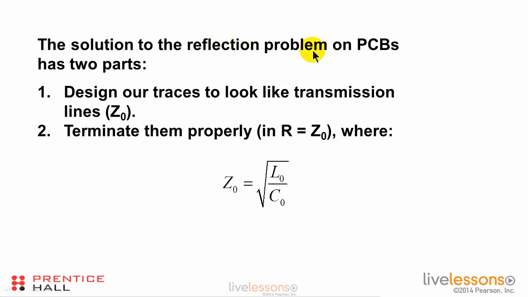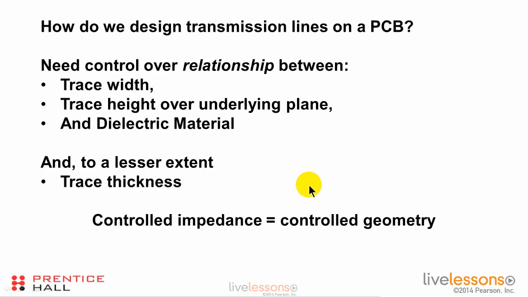So now the solution to the reflection problem on printed circuit boards has these two parts. First, we design our traces to look like transmission lines, and then we terminate them properly in a termination where R is equal to Z0, where Z0 equals the square root of L0 over C0. So, first question, how do we design transmission lines on a circuit board? Well, we need to control the relationship between trace width, trace height over the underlying plane, and the dielectric material. Those are the three big factors, and to a lesser extent, trace thickness. So, controlled impedance of a transmission line on a printed circuit board means controlled geometry.